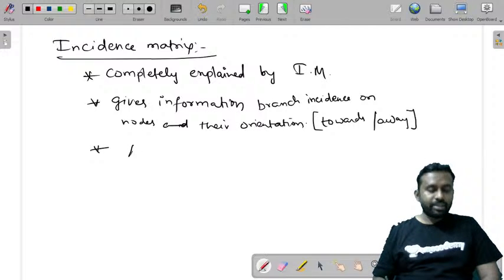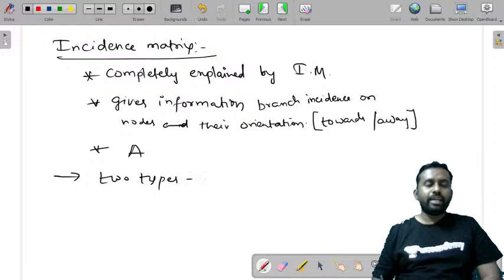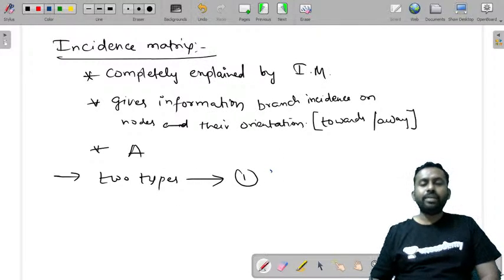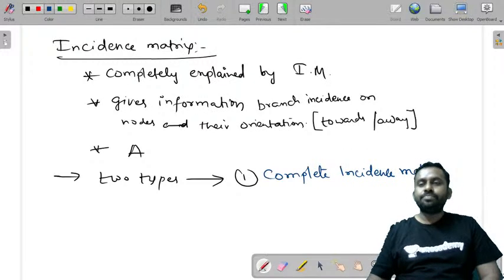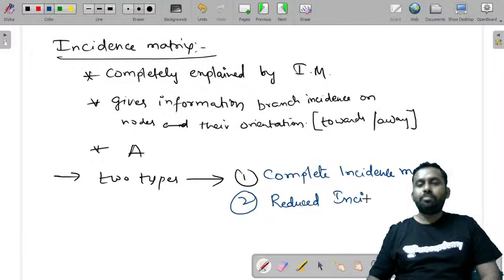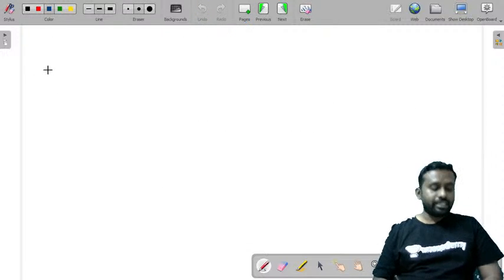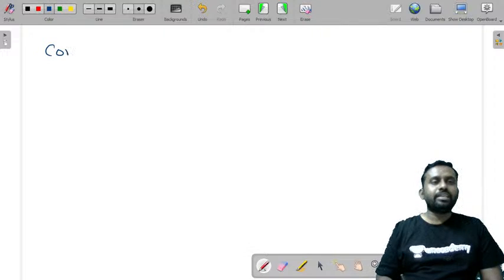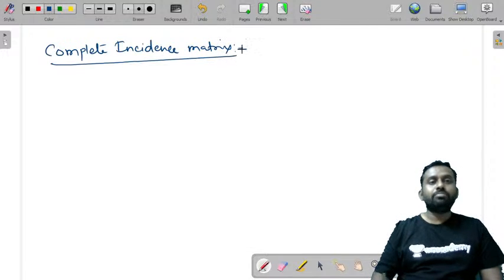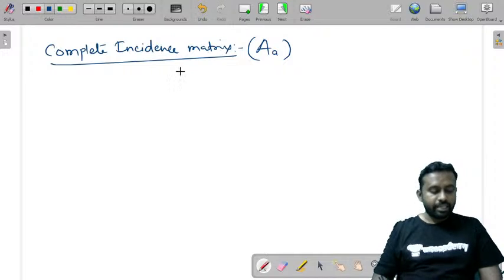So the incidence matrix is represented by A, and there are two types of incidence matrix. One is the complete incidence matrix, and the other is the reduced incidence matrix. Let us look at the complete incidence matrix first. The complete incidence matrix is represented by A suffix A.